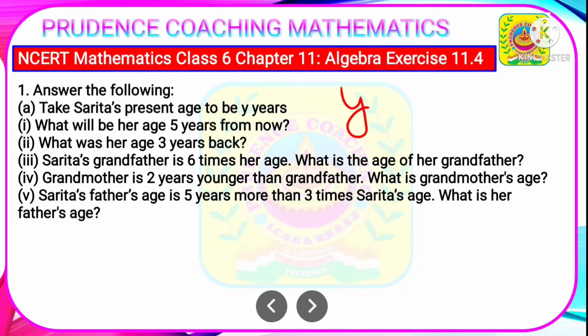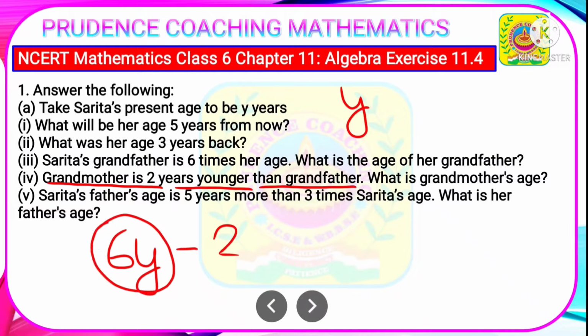Grandmother is 2 years younger than the grandfather. So we have got that her grandfather is 6y years old. As it is said in question number 4, her grandmother is 2 years younger. Younger means smaller than grandfather. So 6y minus 2. 6y is the age of grandfather. From that age we are deducting 2, as her grandmother is 2 years younger than her grandfather. So her grandmother is 6y minus 2 years old.